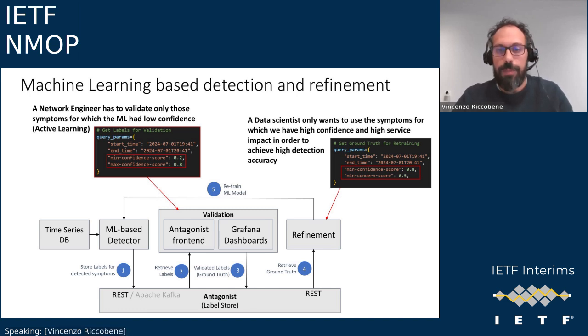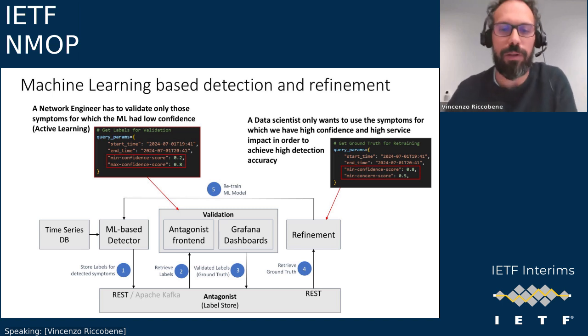And then the final step, which is actually the fourth step, is the retrieving of the ground truth. And in the refinement stage, a data scientist can use the new labels to move to step 5 and retrain the machine learning model. And you can see that if you label the data, you can actually see some improvement in the machine learning model over time.